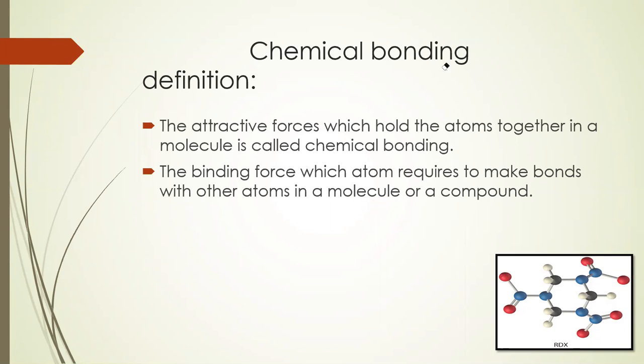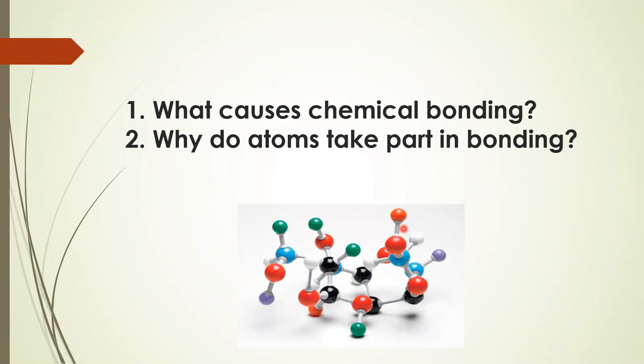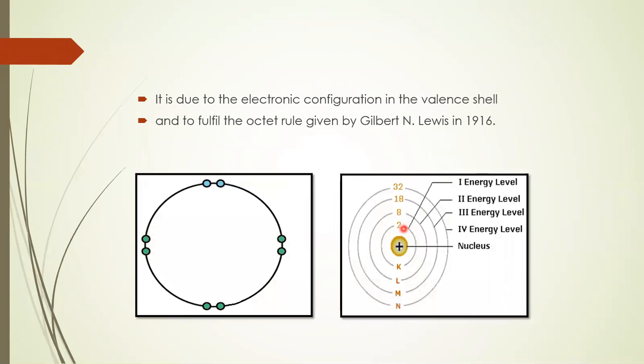Now coming to the next slide. Surely multiple questions are arising in your mind: why should we do chemical bonding, what causes the atoms to do chemical bonding, or why do atoms take part in bonding. So here I am going to give you the reasons. Number one, the atoms participate together in a chemical bond due to their electronic configuration in their valence shell.